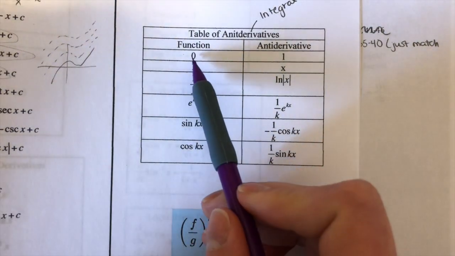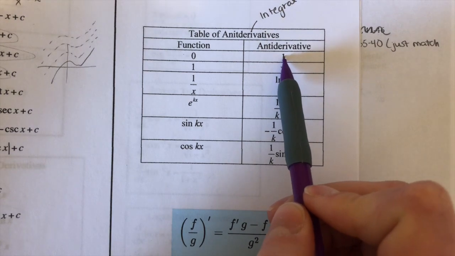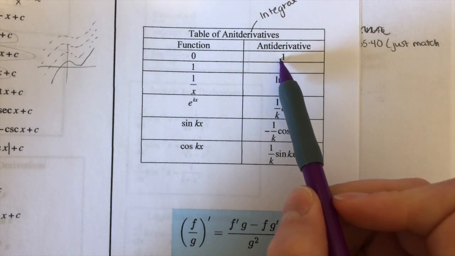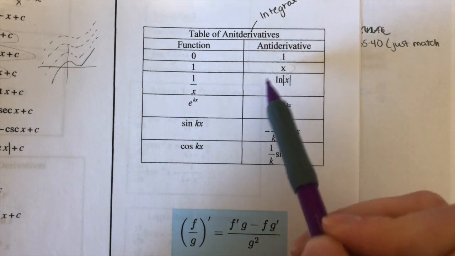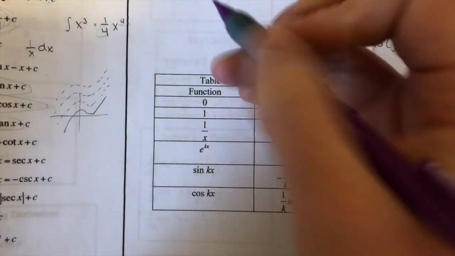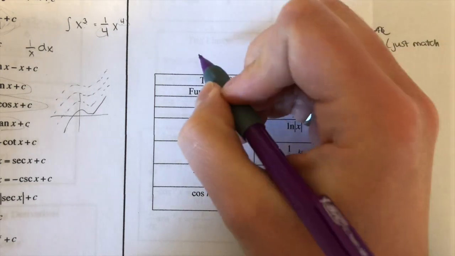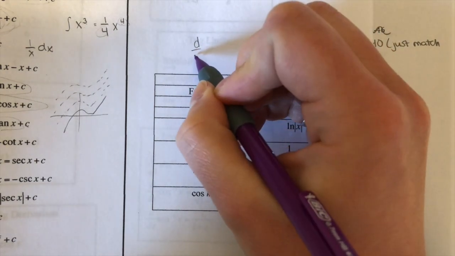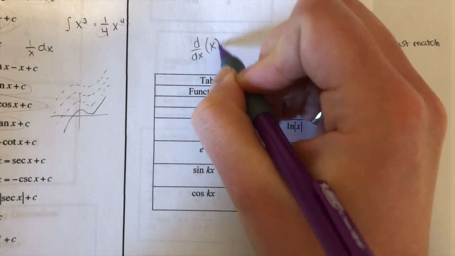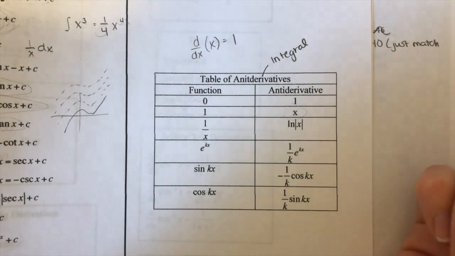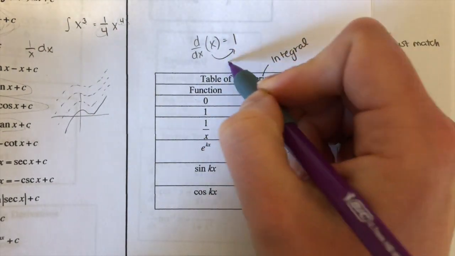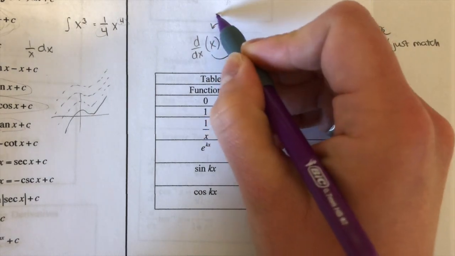So if you have a function of 0, the antiderivative is 1, right? If you have a function of 1, the antiderivative is x, because if you're doing the derivative of x, that's going to give you a 1, right? So the opposite way is your integral. So derivative, integral.